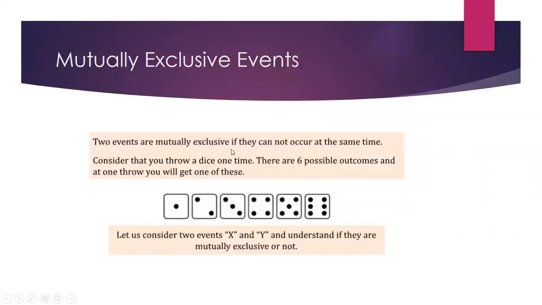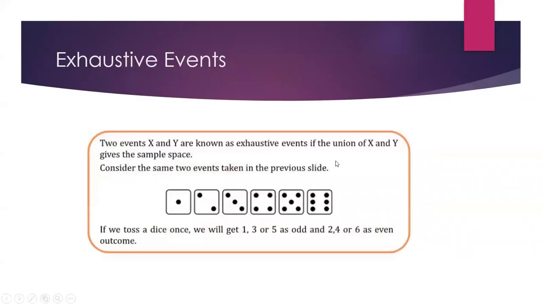So two events are mutually exclusive if they cannot occur at the same time. We got 2, 4, 6, 1, 3, 5, completely different, right? This is mutually exclusive. And the last one is exhaustive event. So what is meant by exhaustive event?